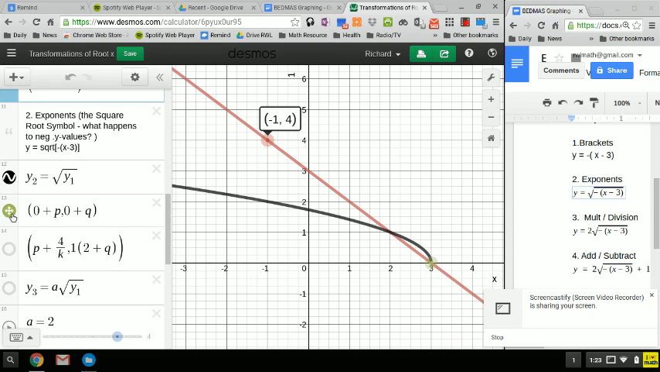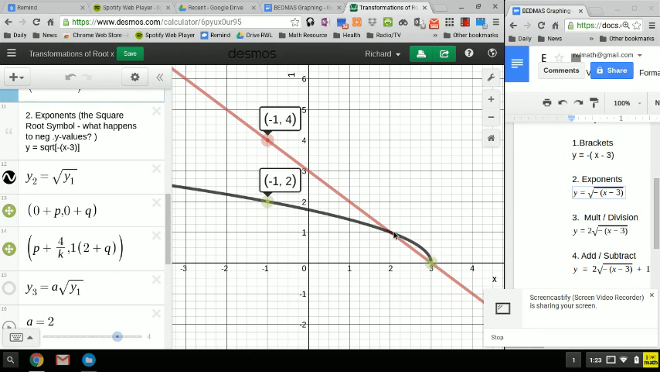Then I'm going to put some key points on there and there. Now we have our key points. We notice that this one opens to the left, and that makes sense because I can't take the square root of any of these negatives. As I look at this line, notice, right here, what's the square root of 0?